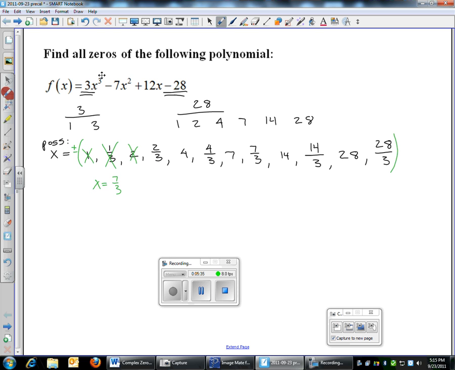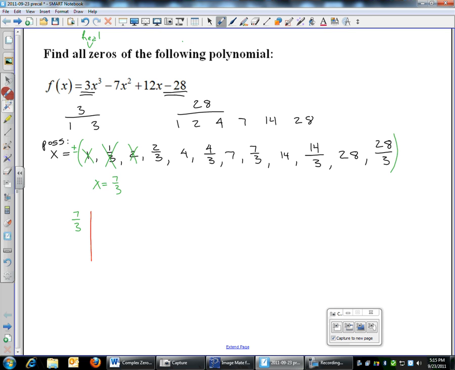So that's the real zero. I should have said find all real zeros. That's the only rational zero that works. To find any others, I'm actually going to do synthetic division with 7/3 into my original polynomial, and this is going to be kind of painful because it is a fraction.